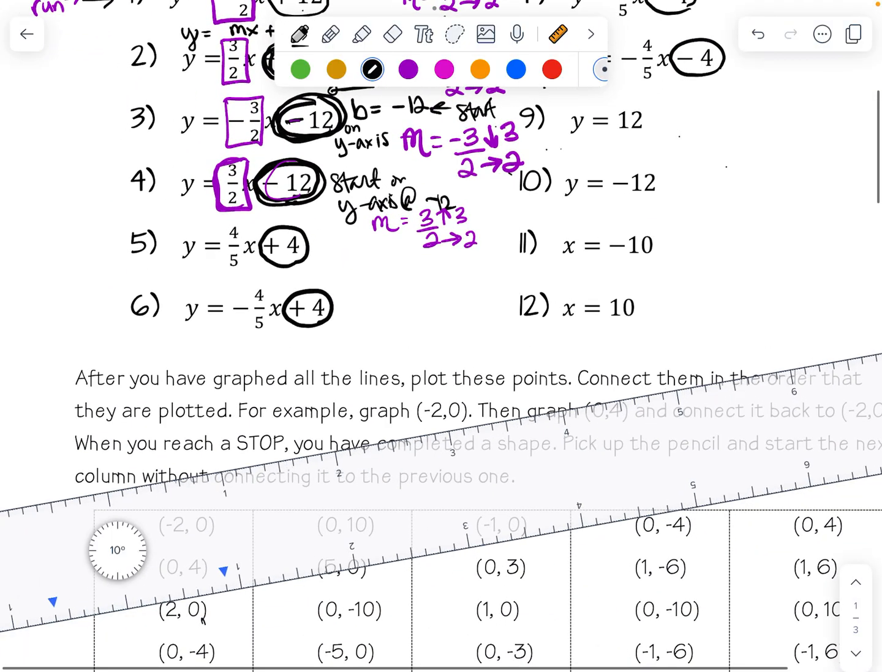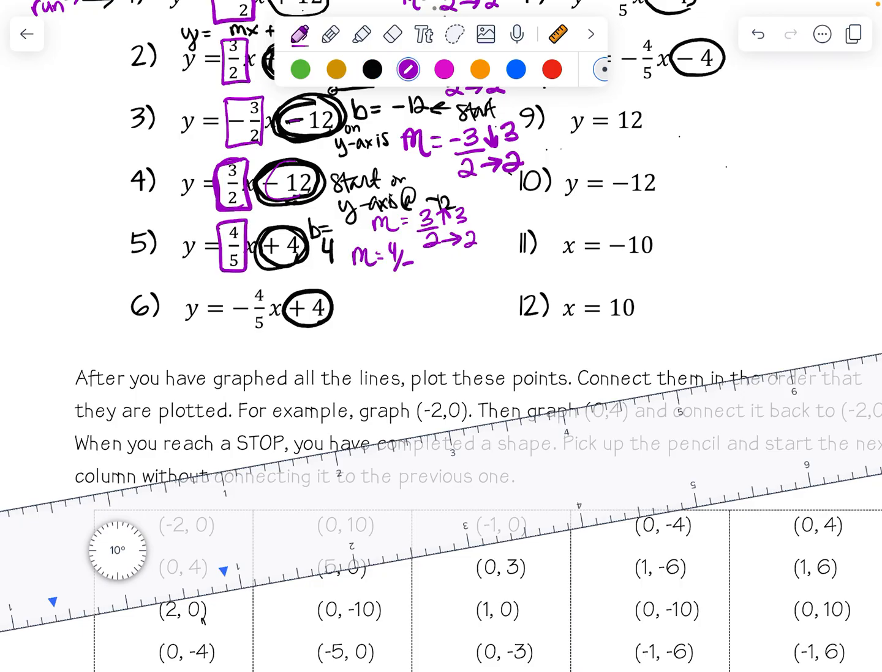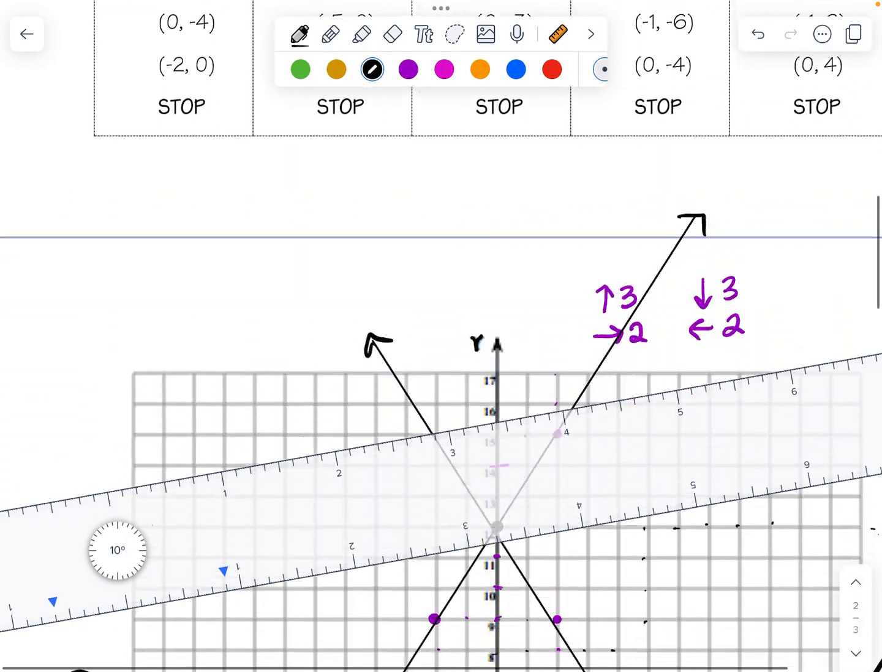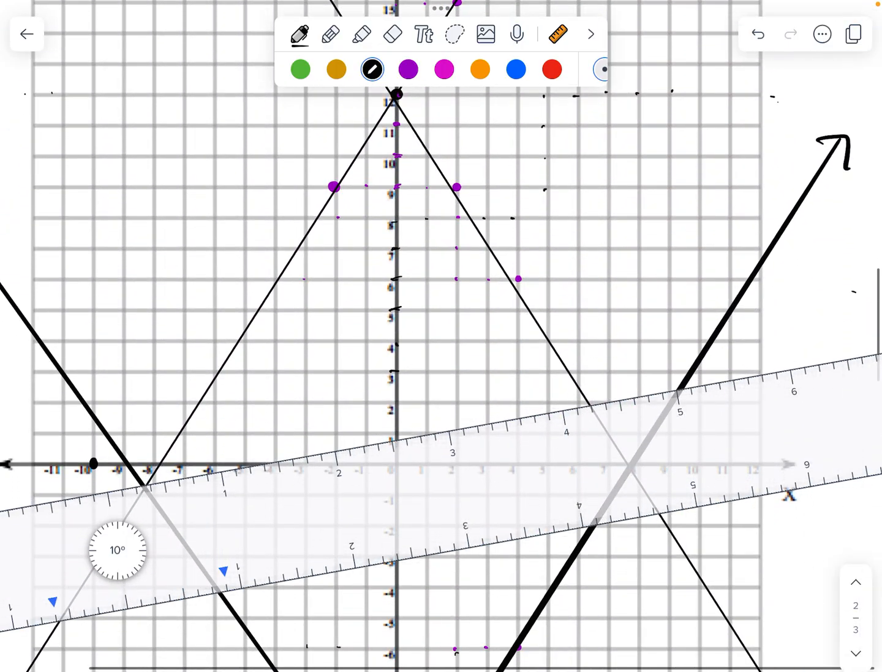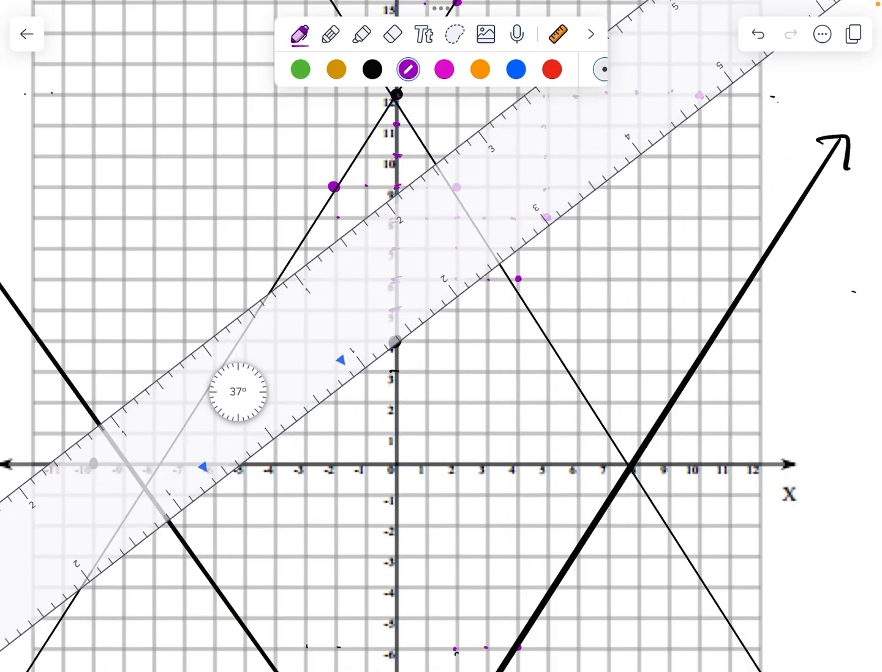Number 5, starting at 4. So our b is 4. Our m is 4/5. What are we doing? Up 4 over 5. Let's start at 4. Starting at 4, and we go 1, 2, 3, 4 up, and 1, 2, 3, 4, 5 over. Up 4 over 5. Connect the points with a line.